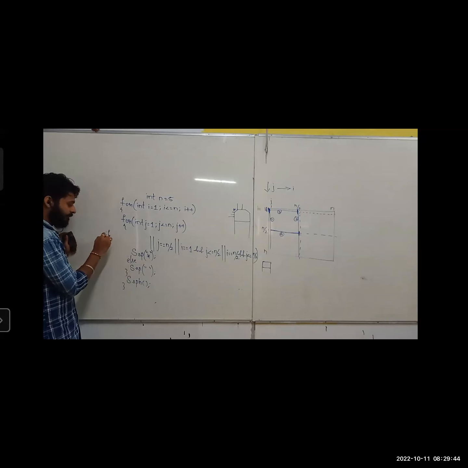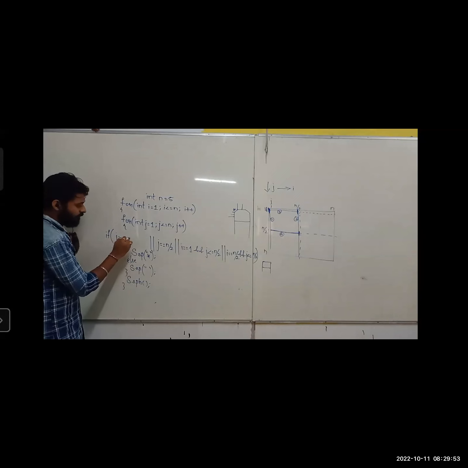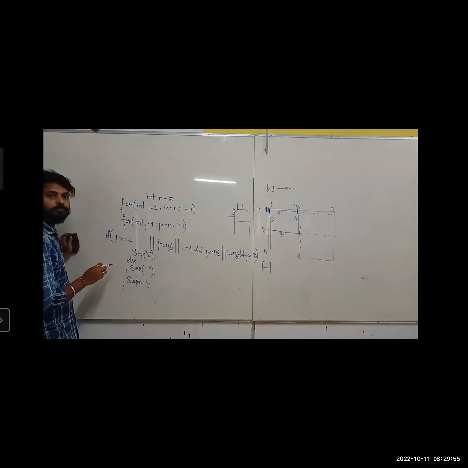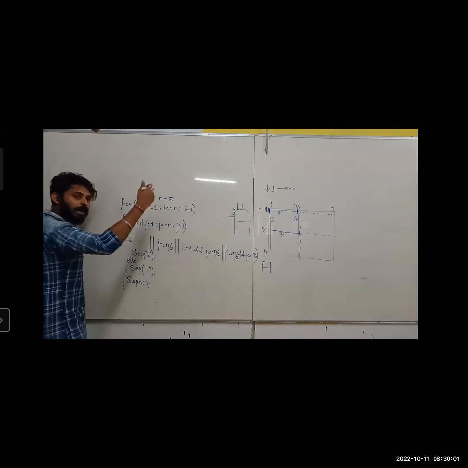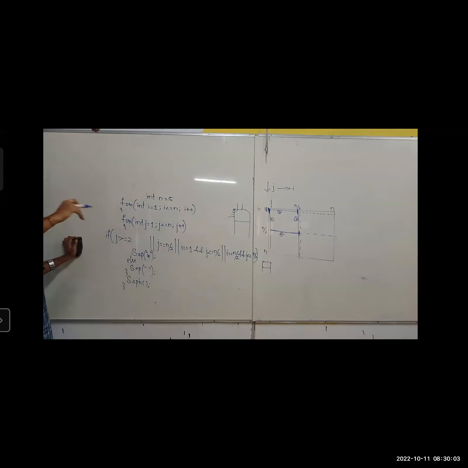If j, what should it be? 2. Greater than or equal to 2 means what? It will start from 2 and it will go ahead of 2, but it will never come to 1. Yes, sir. Clear? Yes, sir.